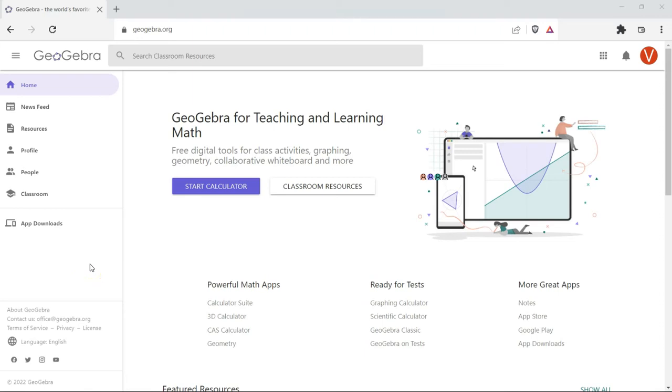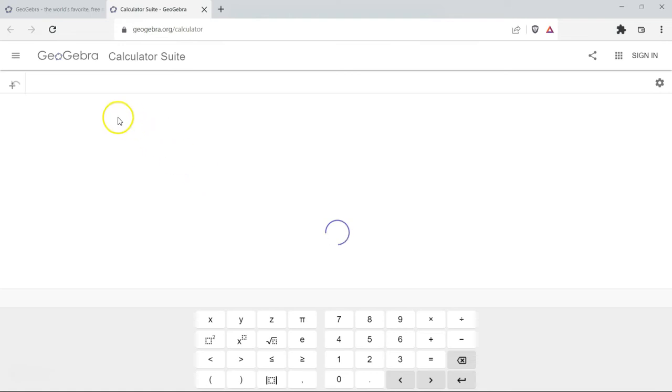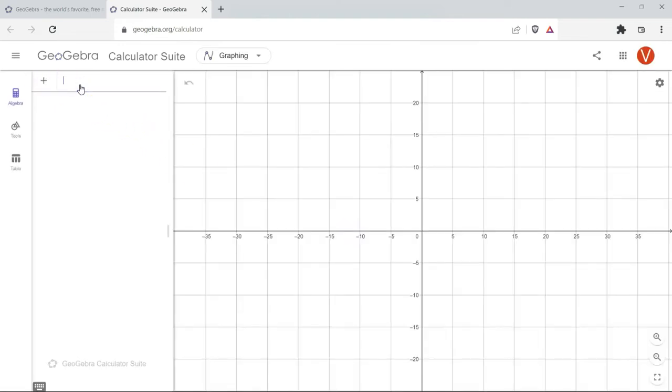Let's look at the mean value theorem of integrals visually. So let's go to geogebra.org and start the calculator. Okay. Now here we require an interval. So let us say a and b, and let's make this from -3 to 1.